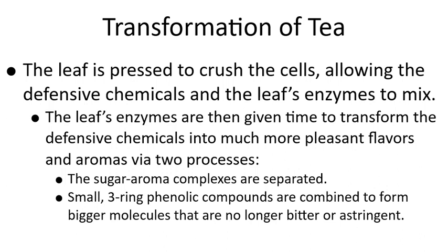Those enzymes are then given time to transform the defensive chemicals into much more pleasant flavors via two processes. The first is that sugar aroma complexes are separated, which causes the now much smaller aromatic molecules to be much more volatile, allowing them to enter the air. The second is that small, three-ring phenolic compounds are combined to form bigger molecules that are no longer bitter or astringent. This process is similar to the addition of milk to the cocoa powder we discussed in an earlier video, causing the astringent compounds in the cocoa to bind to the milk proteins, meaning that they no longer bind to the proteins in our saliva, and thereby reduce the astringency.